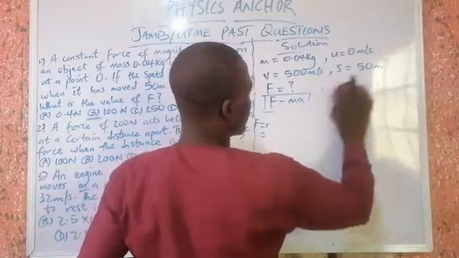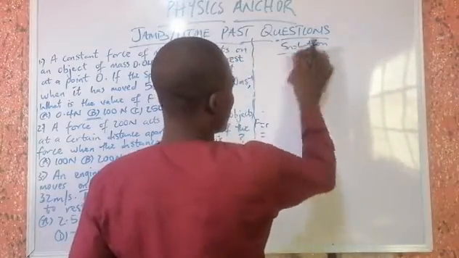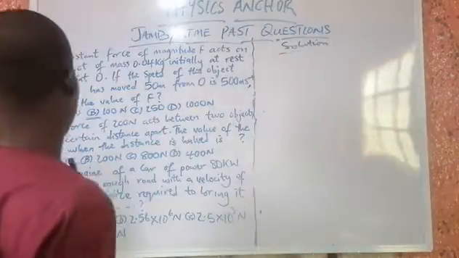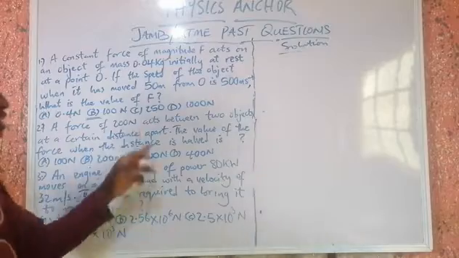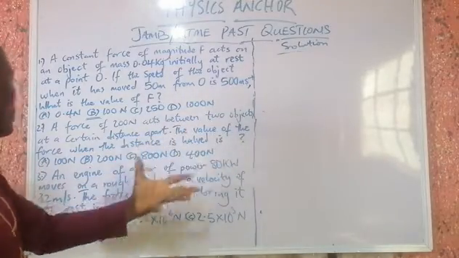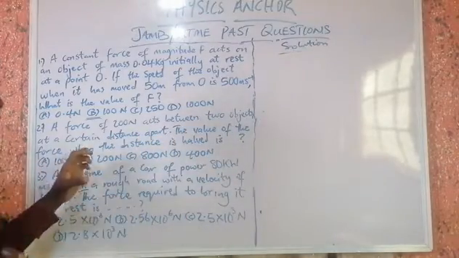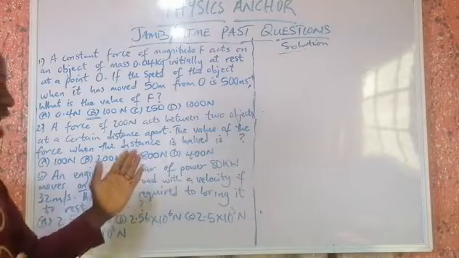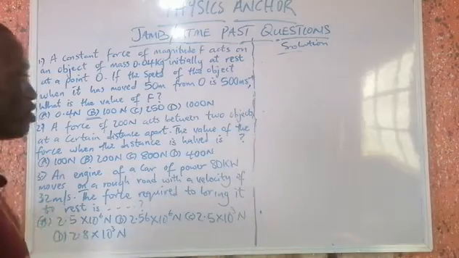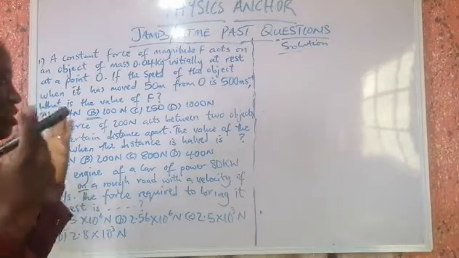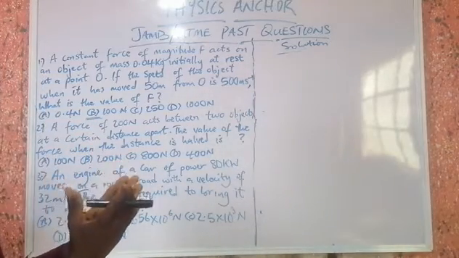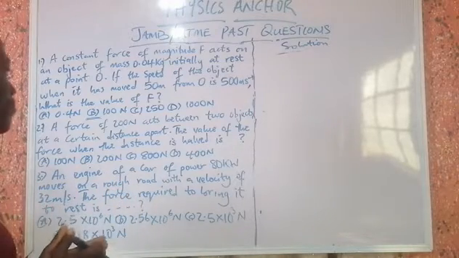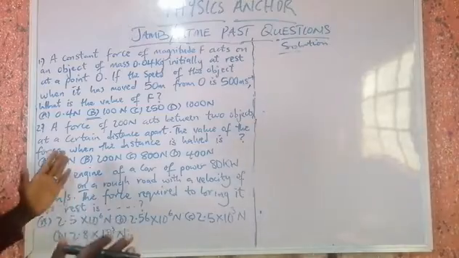Question number 2. A force of 200 Newton acts between two objects at a certain distance apart. The value of the force when the distance is halved is dash. In other words, the distance is being reduced by half. So they want us to know the value of the force when the distance is halved.